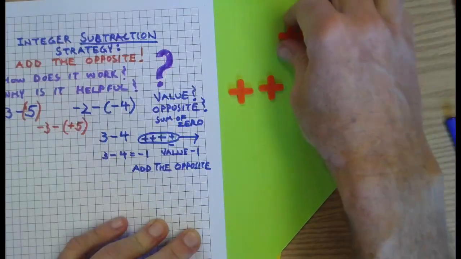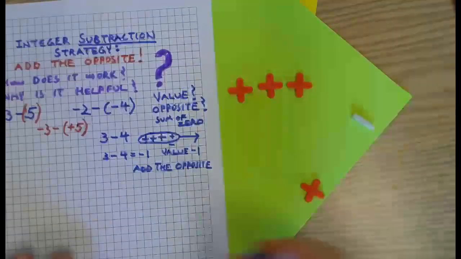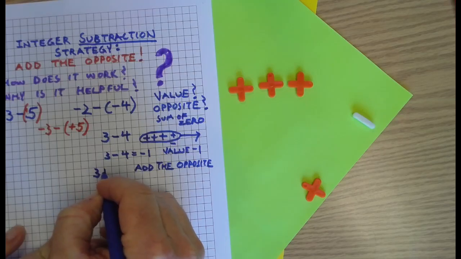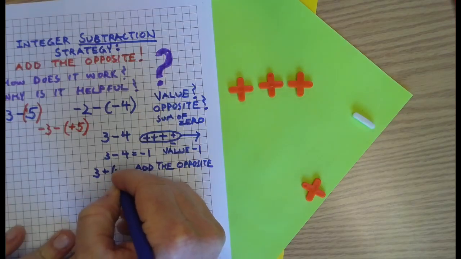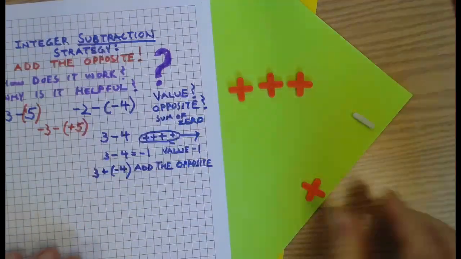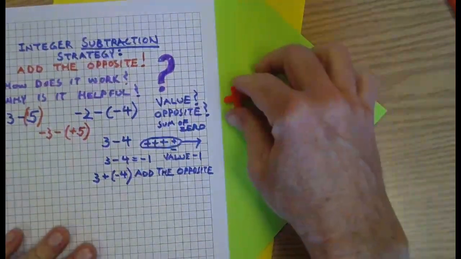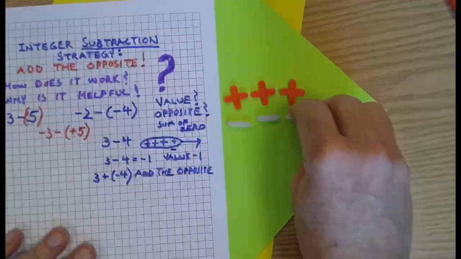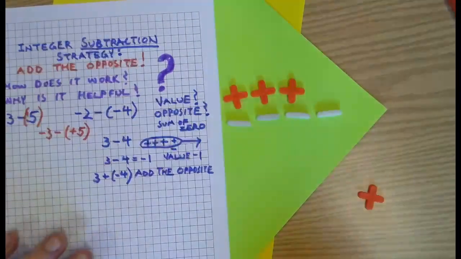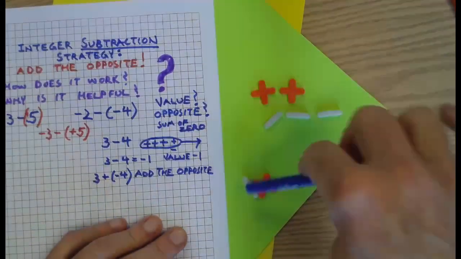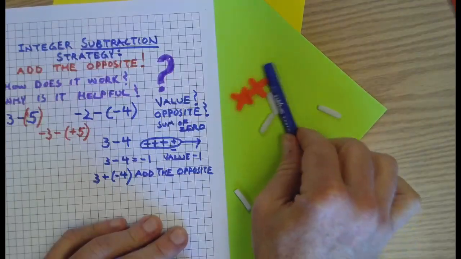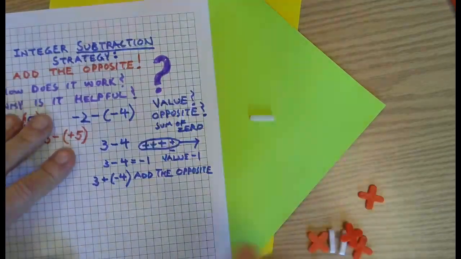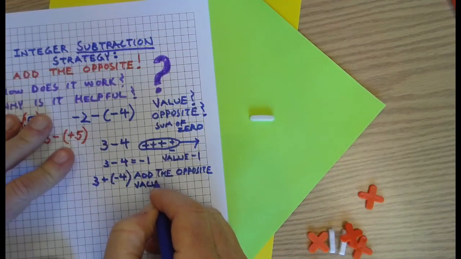This time, instead of taking away positive 4, we're going to add the opposite of positive 4, which is add negative 4. I think adding is always visually easier. So let's add negative 4. And when we do that, it creates a 0 pair and a couple other 0 pairs, leaving us with the same value as up above.